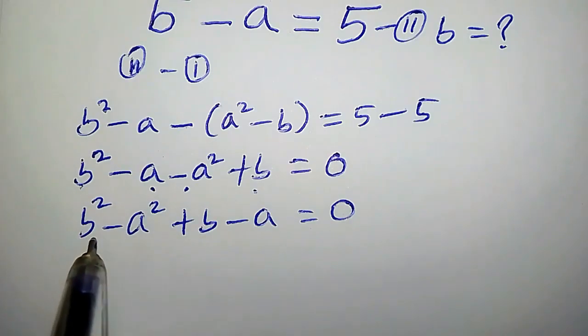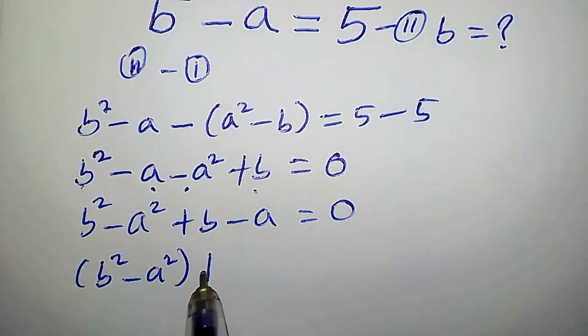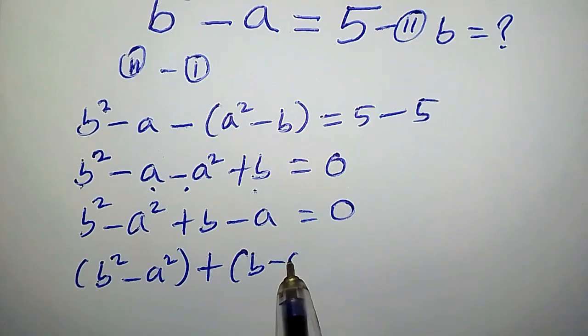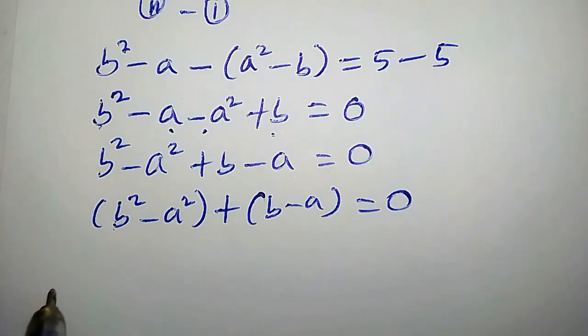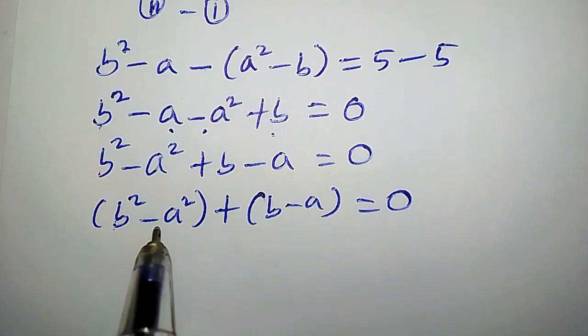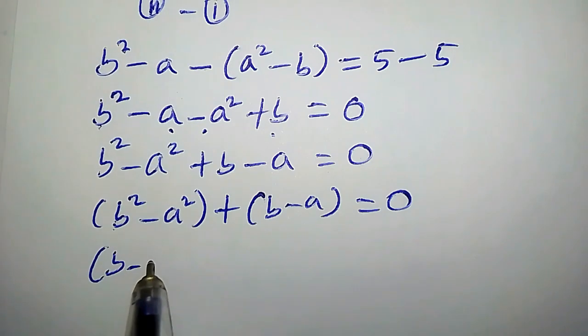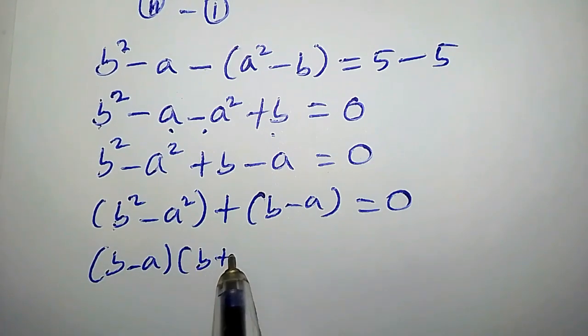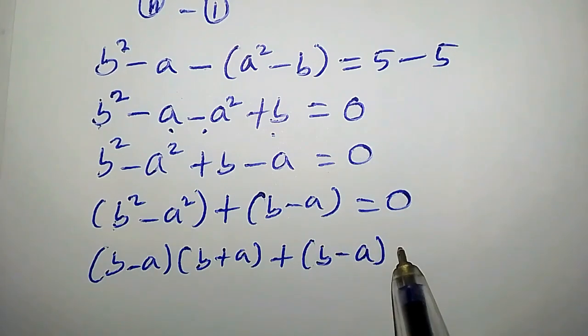We can also separate these. So we have b squared minus a squared in brackets, plus b minus a, equal to 0, just for simplicity. Now, don't forget that this is a difference of two squares, and b squared minus a squared could be written as b minus a times b plus a, plus b minus a equal to 0.